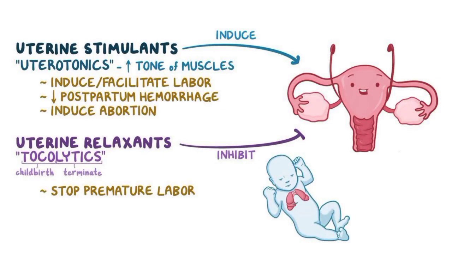Here is the complete review of the classification of drugs acting on the uterus. The uterine stimulants act by increasing the tone of the muscle of the uterine wall. They induce or facilitate labor, decrease postpartum hemorrhage, and induce abortion. The uterine relaxant drugs are also known as tocolytics, where toco means childbirth and lytic means terminate. So they inhibit or stop premature labor during pregnancy.